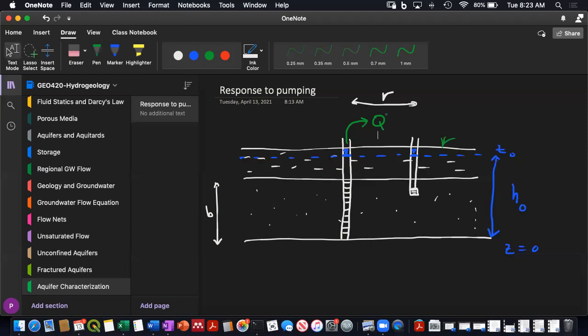Where is the water coming from? Don't overthink it. The aquifer. All right. I'm pumping water out of the well. It's coming out of the aquifer. That means that I must have groundwater flowing into my well. Right. So I have to have groundwater flowing into the well.